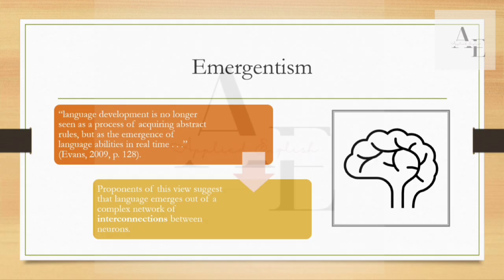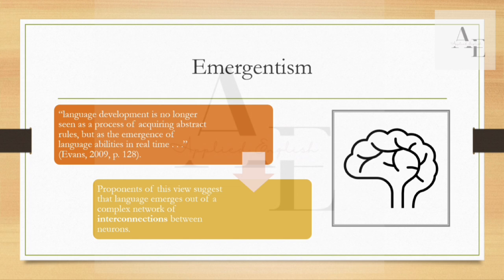So then we have our fourth view, which is emergentism. From its name, or how the name suggests, the language emerges at certain times. It appears out of nowhere. So we have a quote from a study: language development is no longer seen as a process of acquiring abstract tools, but as the emergence of language abilities in real time. So it's no longer just acquiring abstract tools. It's like language abilities emerge in time.